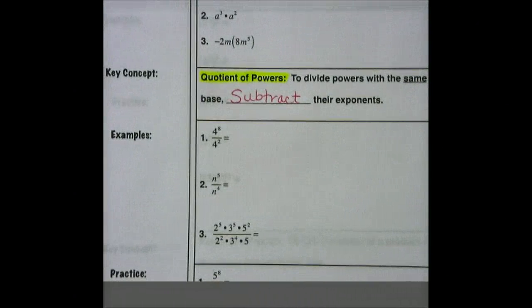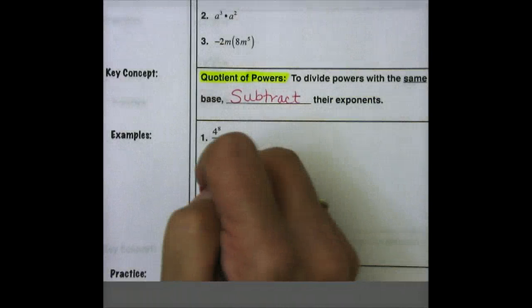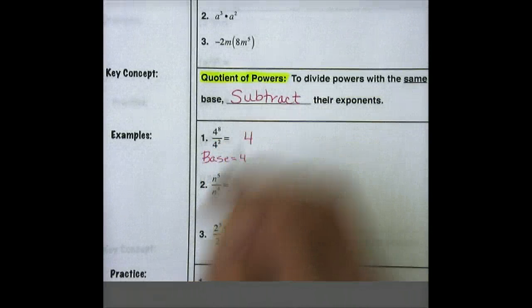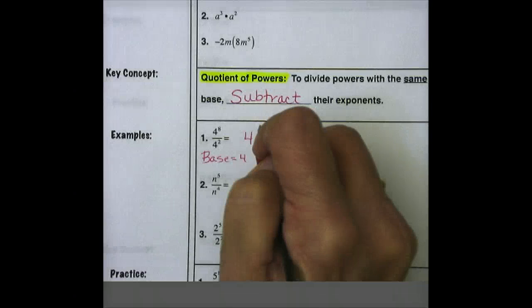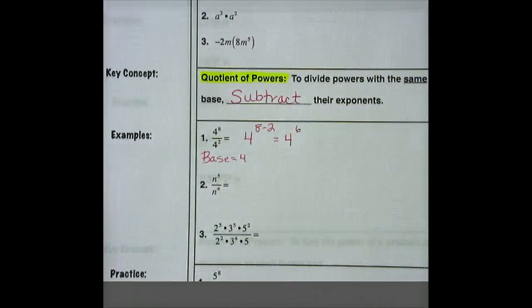So let's look at some examples. 4 to the 8th divided by 4 to the 2nd. Now we know that the base here is 4, so 4 remains the same. 4 to the 8 minus 2 equals 4 to the 6th.